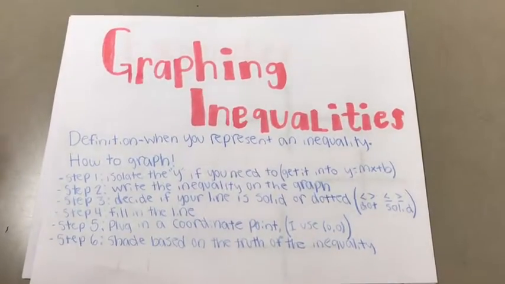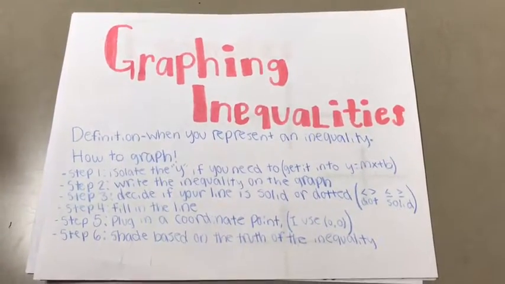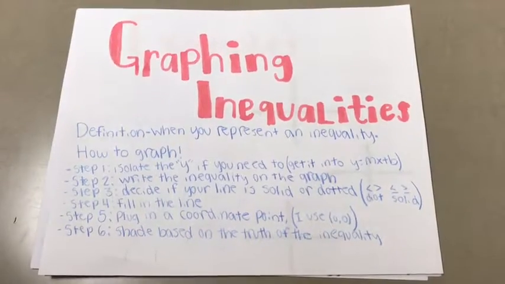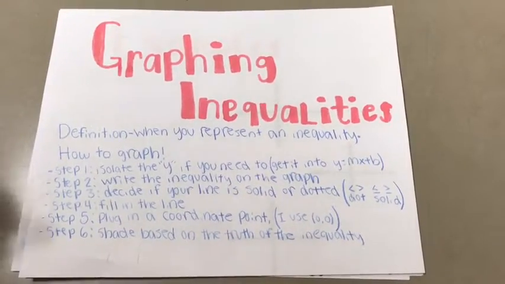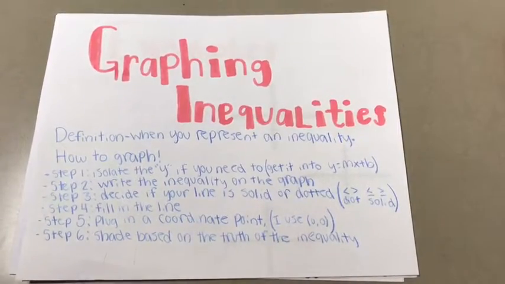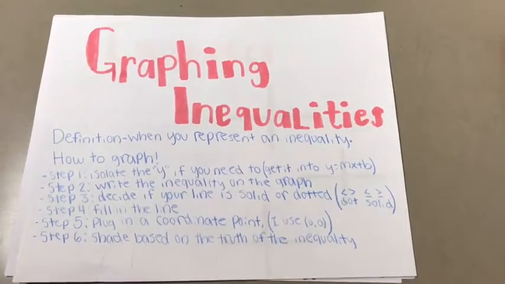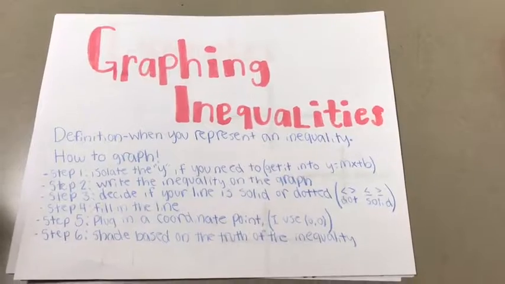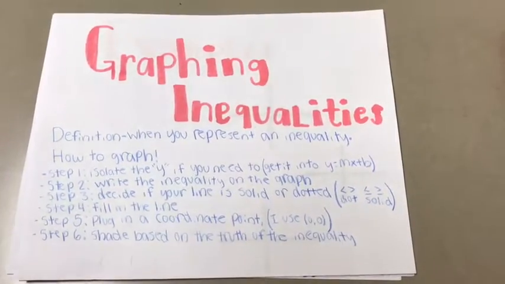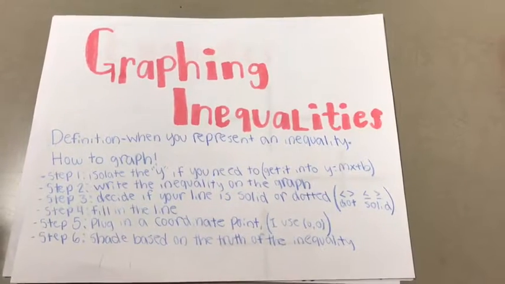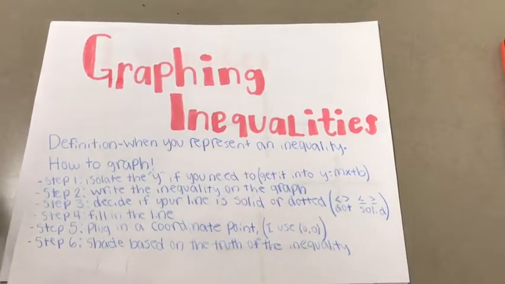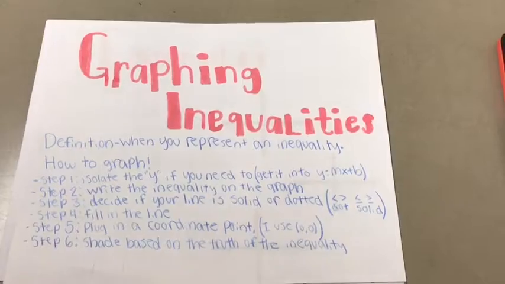If it's less than or greater than, it's a dotted line, but if it's less than or equal to or greater than or equal to, it's a solid line. Step 3 is to decide whether your line is solid or dotted. Step 4 is to fill in the line. Step 5 is to plug in a coordinate point. I usually use 0, 0 because it's the easiest point to do math with. Step 6 is to shade based on the truth of the inequality.